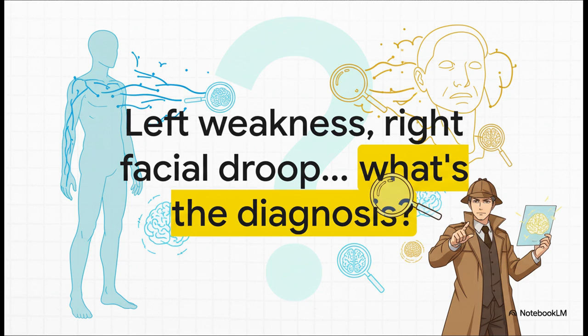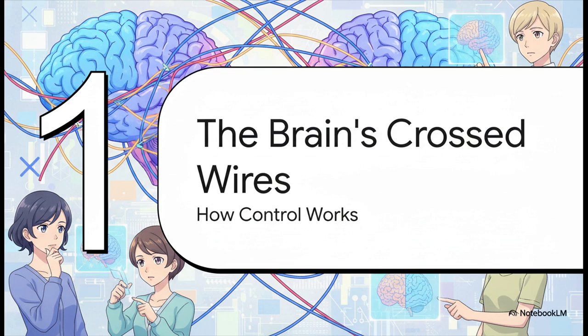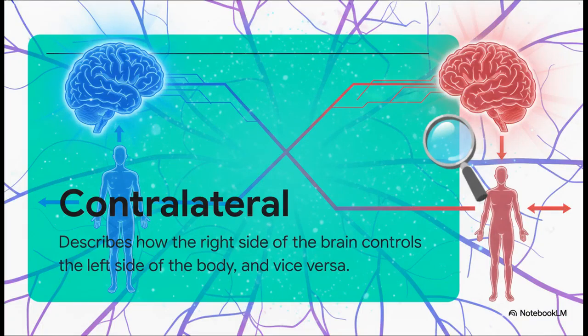Our job is to look at these symptoms on the outside and figure out exactly what's going haywire on the inside. This is pure detective work. So, where do we even begin? Well, to make any sense of this, you first have to understand the brain's most fundamental and, frankly, kind of weird organizing principle. Think of it like a bizarre but brilliant wiring diagram. And that wiring diagram is all about one word: contralateral.